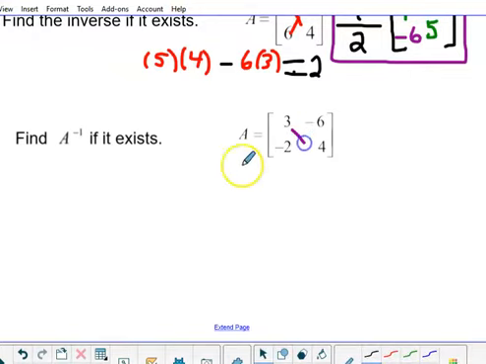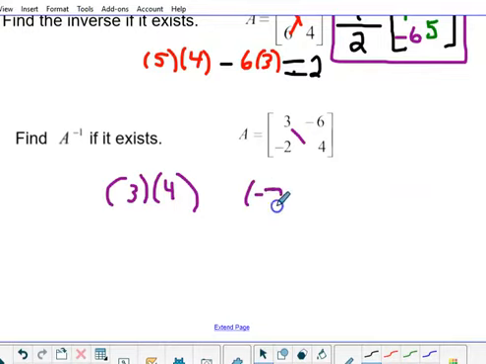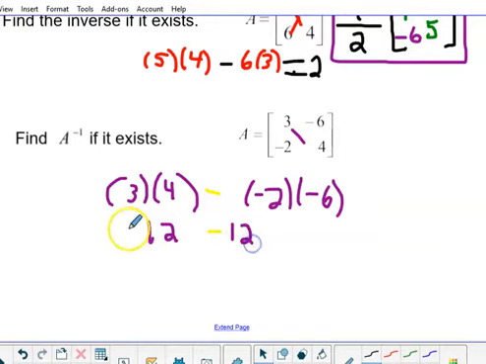So we're going to start by downs. This is 3 times 4. And we're going to do the ups. -2 times -6. Maybe you can see already what's going to happen here: we end up with 12 minus 12, because -2 times -6 is positive 12, and 12 minus 12 is 0. So in this case, we're going to say there is no determinant.